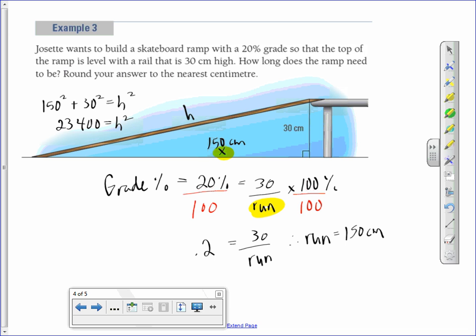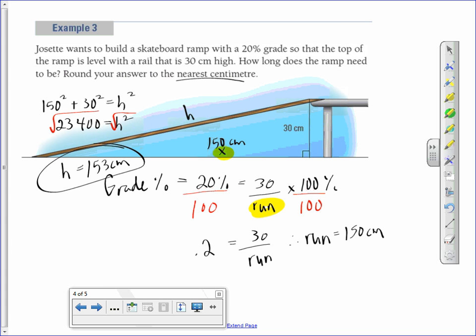Now to get h by itself, we'll have to square root both sides. Looking back at the question, we're supposed to round to the nearest centimeter. So when I square root that, I'm going to get 152.97. So I'm going to round that to 153 centimeters as the final answer.